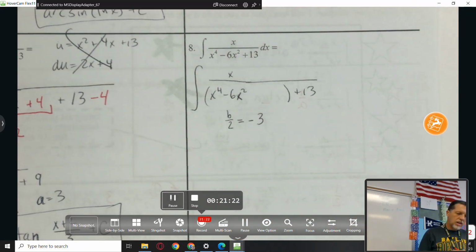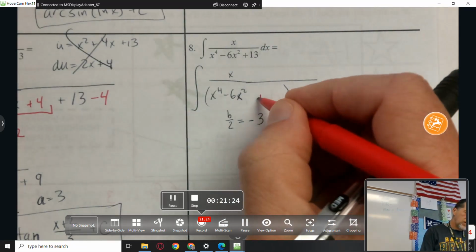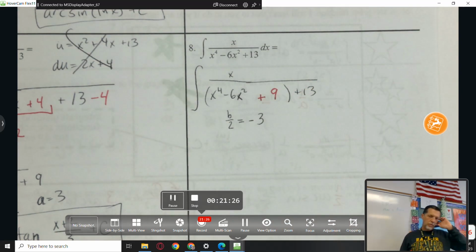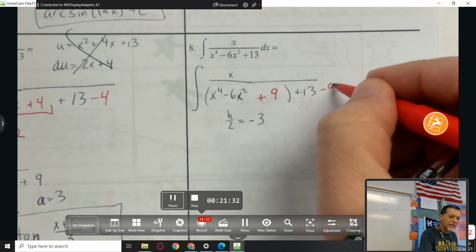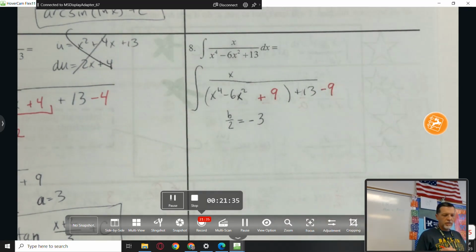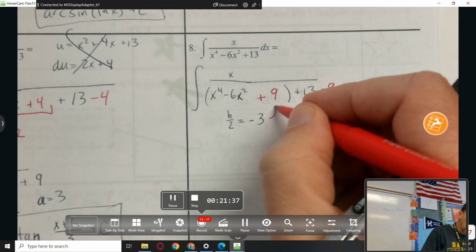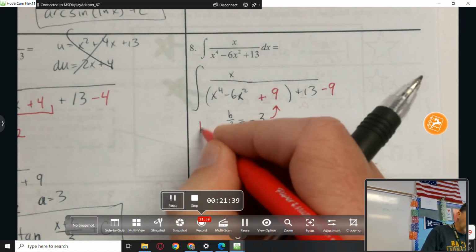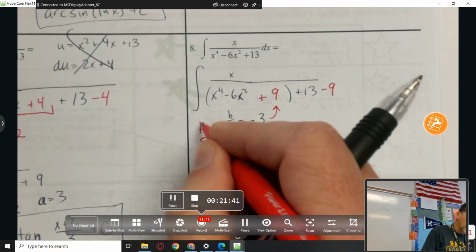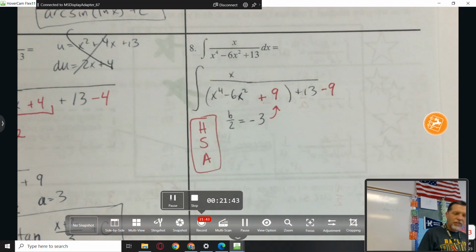But then we gotta add 9 to complete the square. But if you put a plus 9 in the bottom, then you need a minus 9 as well. B over 2 and square it. The key part of complete the square is half it, square it, add it.